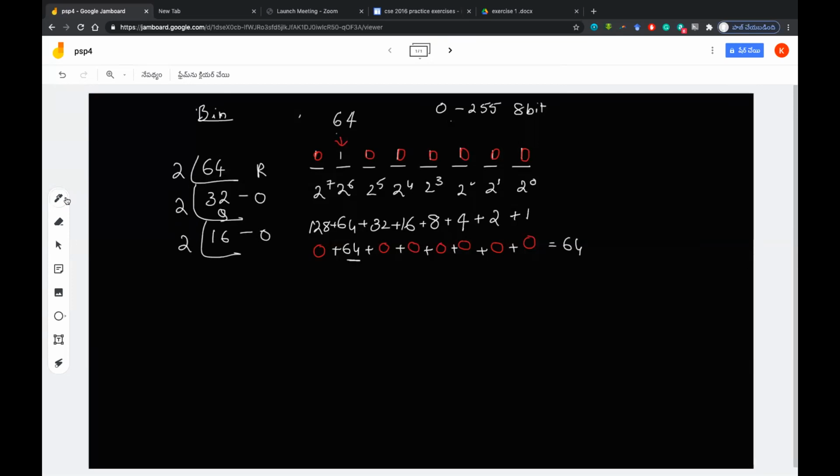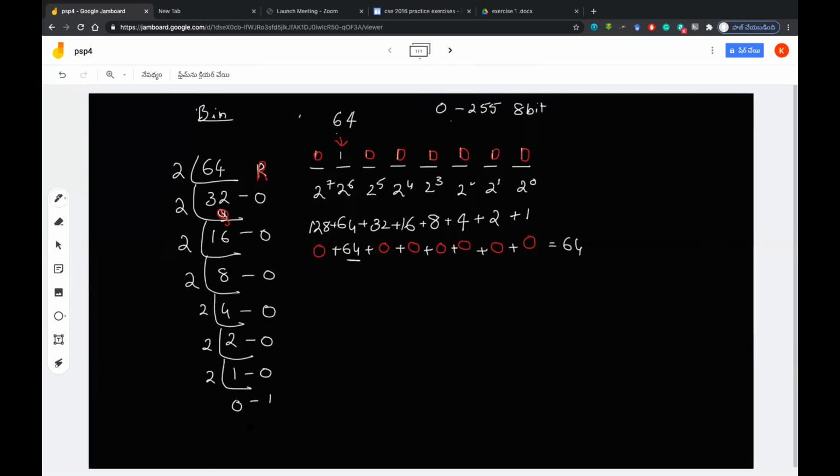So I will put it in red, because I want to understand how it is actually working. These are remainders and this is the quotient. Again, 2's 16 is 8, the remainder will be 0. Next, 2's 4 is 8, the remainder will be 0. Next, 2's 4 is 2, the remainder will be 0. The next one is 2's 1 is 2, the remainder will be 0. And the next one is 2's 0 is 0, and the remainder will be 1.